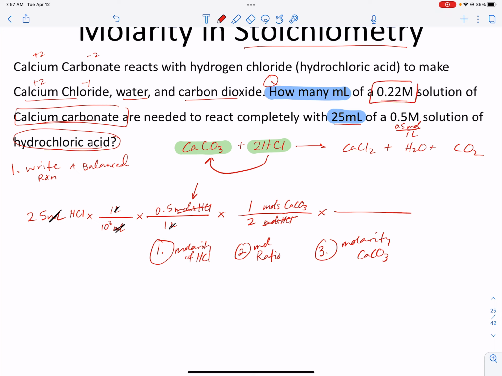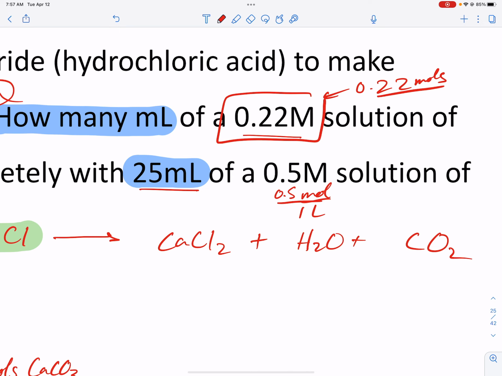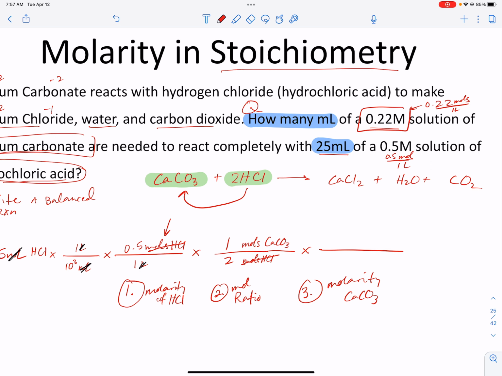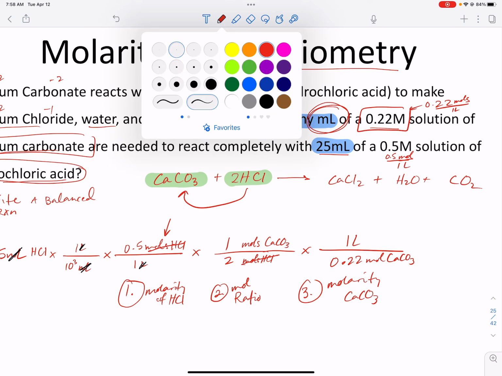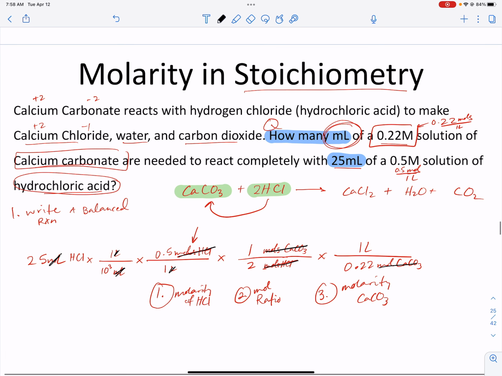0.22 molar, which is 0.22 moles per liter. Remember, this is 0.22 moles per 1 liter. That's what capital M stands for. So this time I want to cancel moles and I want to convert to volume because I'm trying to find out how many milliliters. So for every 0.22 moles, that's how many moles of calcium carbonate are in 1 liter for this solution. And now we see that moles of calcium carbonate cancel. And now we just have liters.